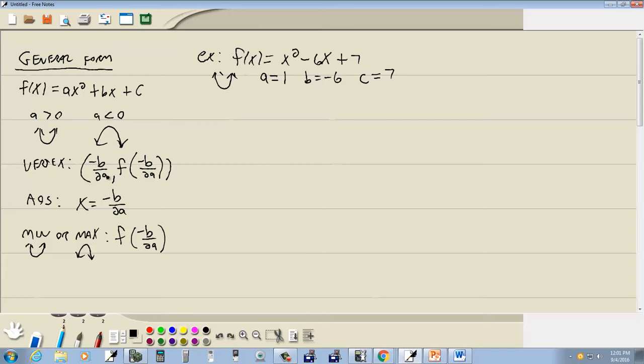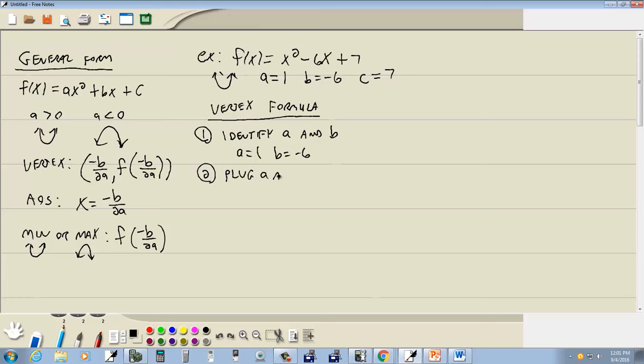Now, this formula here is called the vertex formula. Some people have trouble interpreting what in the world that's saying, so we're going to break that down. Our vertex formula. Step 1: identify a and b. Well, we already did that above. We said a is 1, and b is negative 6. Step 2: plug a and b into negative b over 2a and simplify.